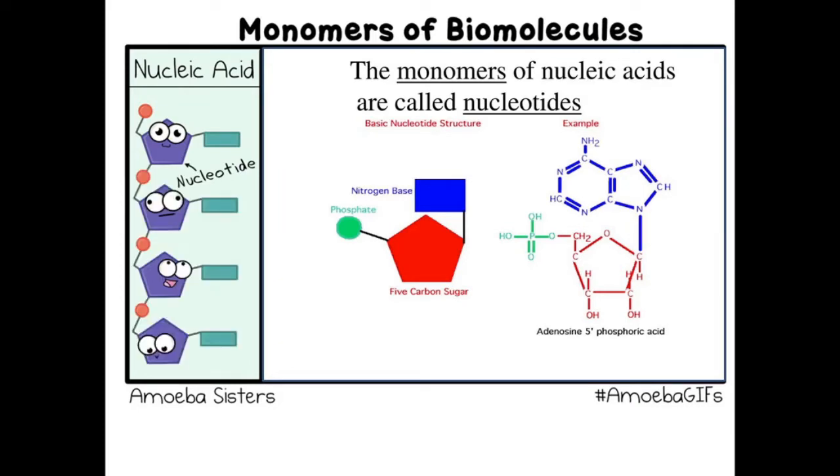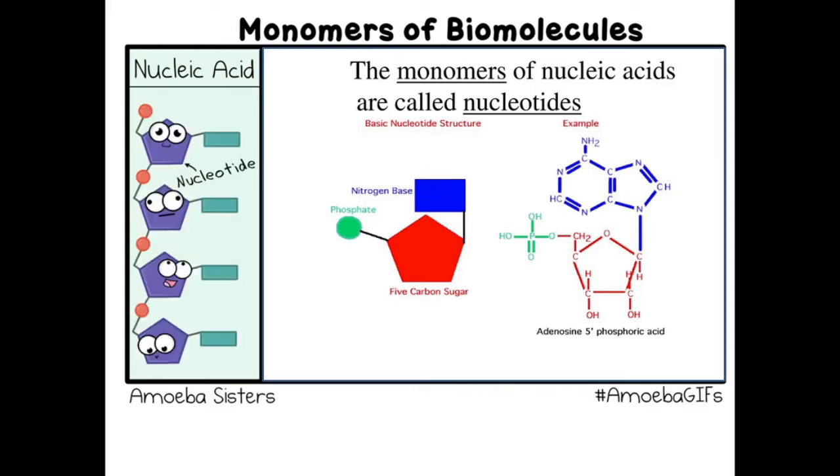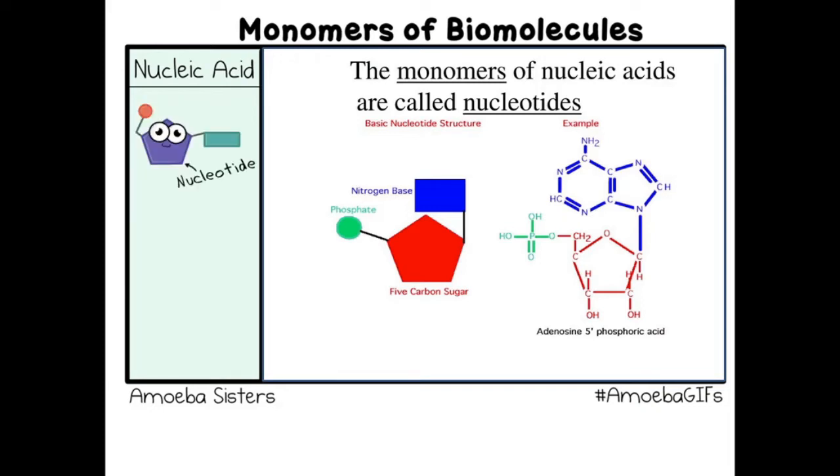So what is monomer? Monomer is a single unit of nucleotides. So the slide explains the nucleic acid. Nucleic acid is a component of DNA. Collection of nucleotides is called nucleic acids. Monomers of nucleic acids are called nucleotides.